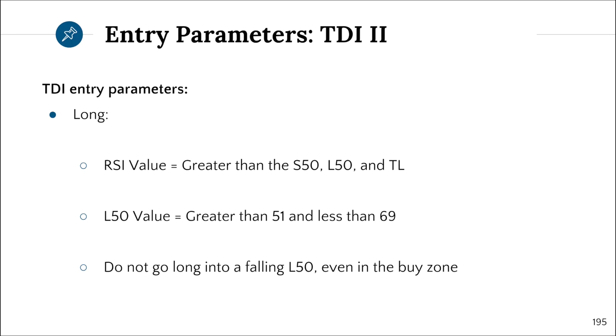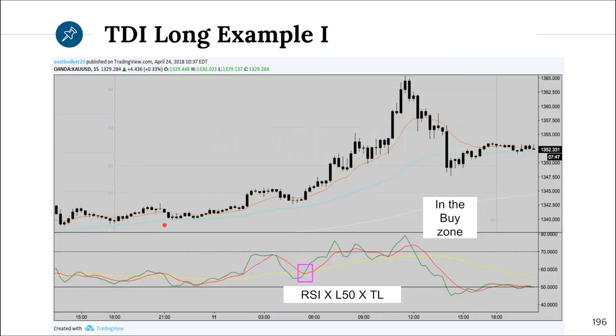Now let me give you an example of a good TDI long trade. Here you'll see we have the liquid 50 in the buy zone all day. RSI does not hit overbought. Even here, it does not hit overbought. The overbought is the black horizontal line.